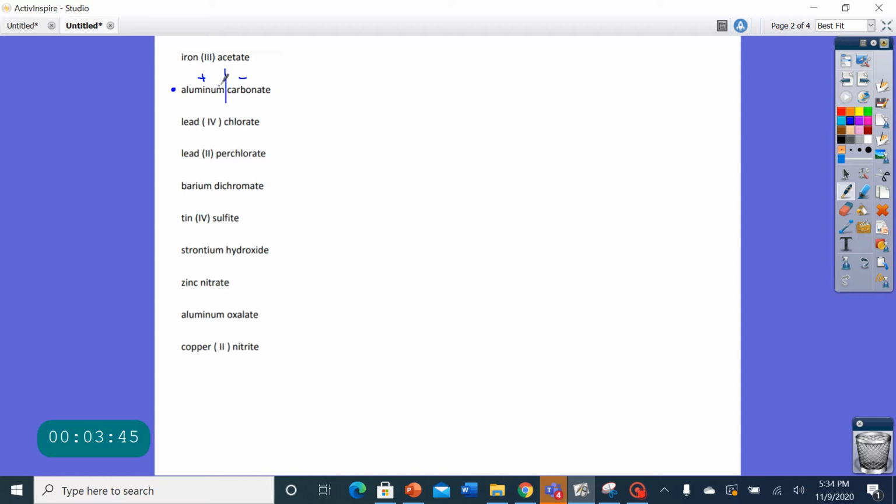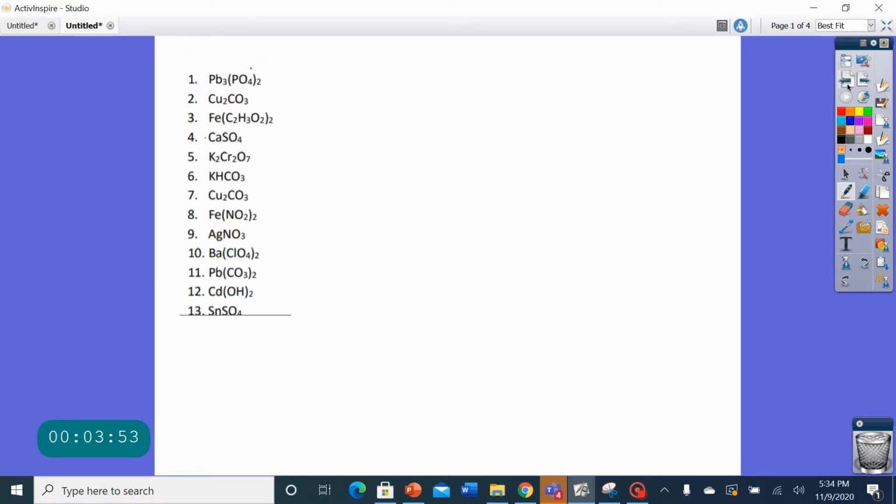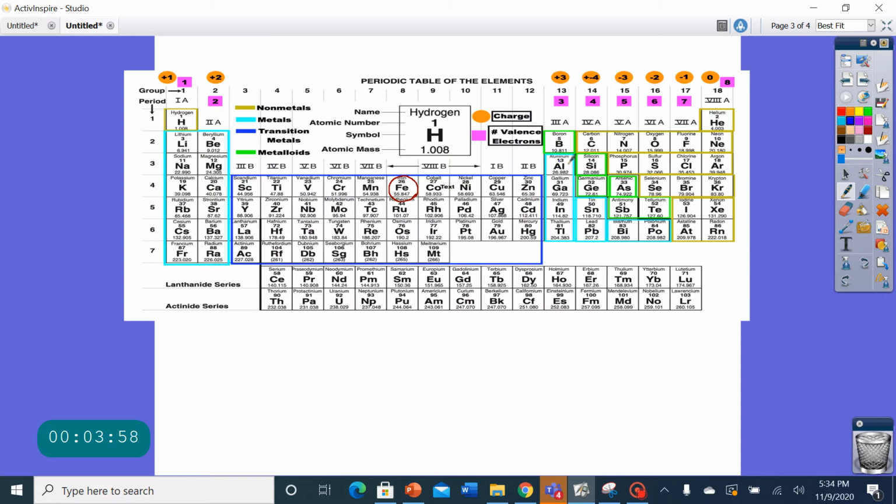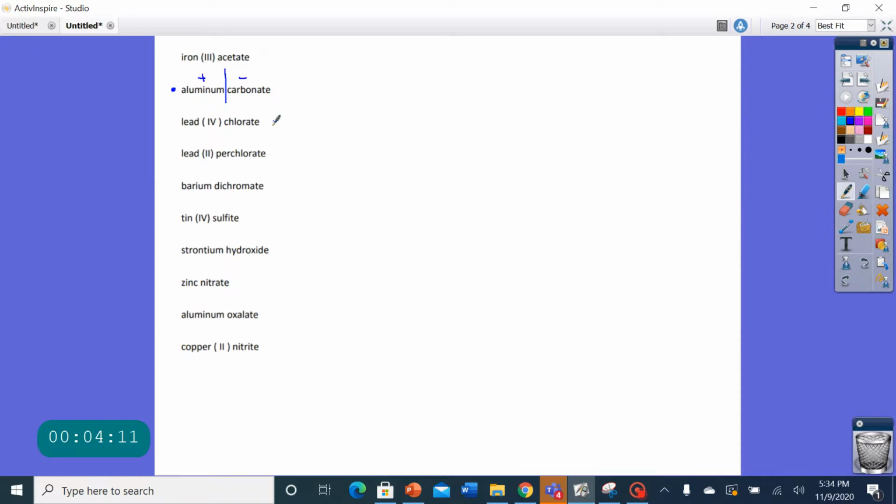Okay, notice that there's not a Roman numeral, so it doesn't tell me what the charge is. I'm going to have to look it up. So I'm going to go to the periodic table, find aluminum, there it is, and I notice that its oxidation state is a positive 3. So it's going to be Al positive 3. I'm going to go back and write down Al positive 3.